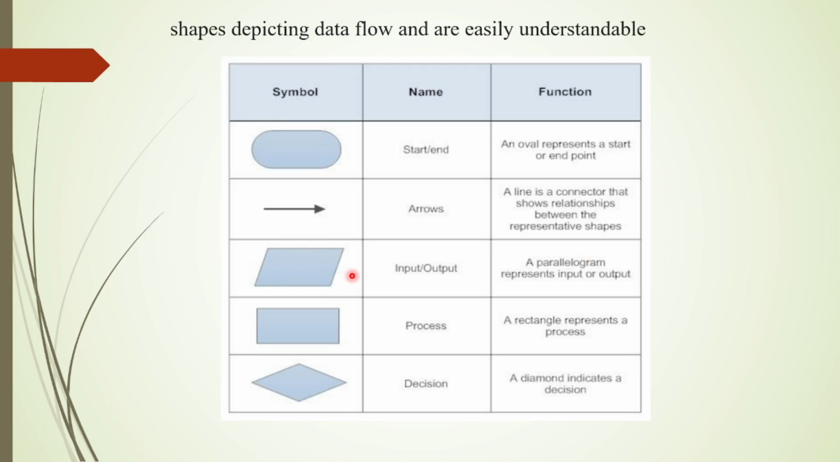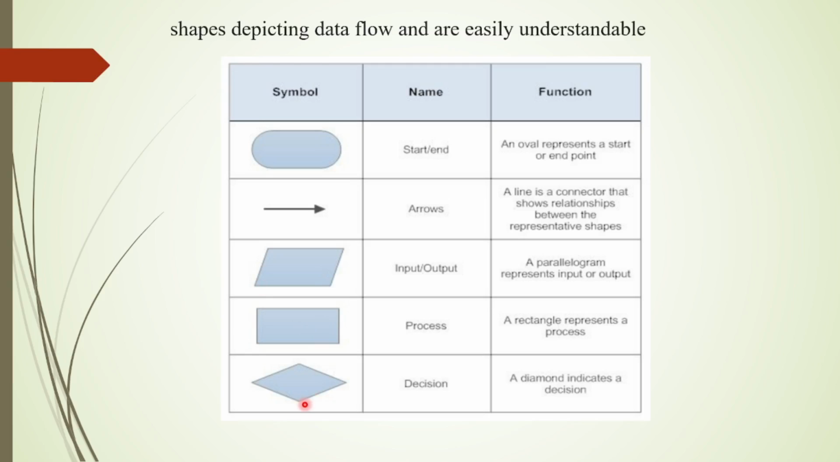The next shape we have here is a parallelogram. This is used whenever we give input or we display the output in our program. The next shape is a rectangular shape. This is used for a processing purpose. Maybe in our program we are going to add something, subtract something, or perform certain kinds of operations like finding greater or smaller. In that case we use this particular shape.